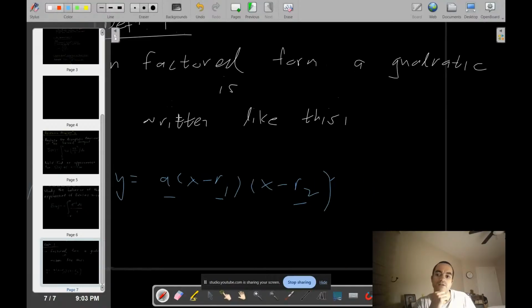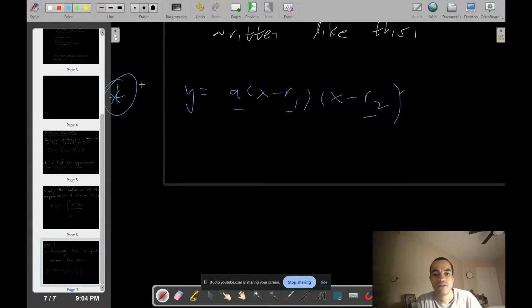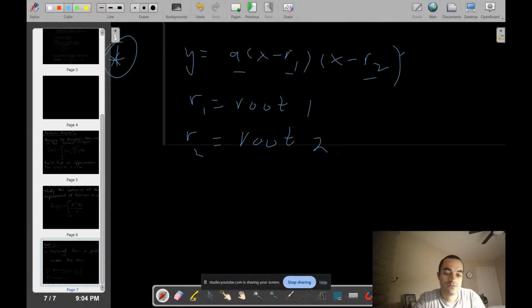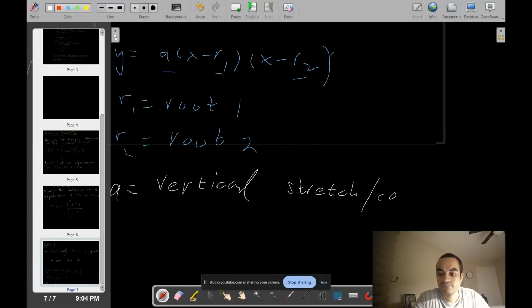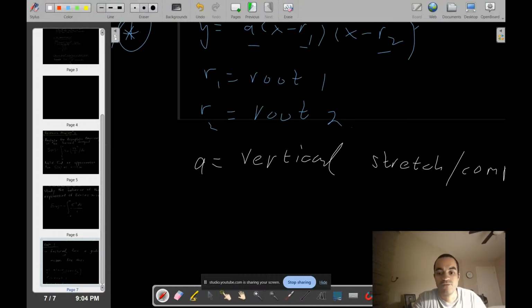All right, so live gamer, I'm going to get to you right now. So we've got factored form, right? We have a quadratic written like this. Okay, I'm pretty sure you've seen it. R1 and R2, I'm just highlighting R1. R1 equals root 1, R2 is equal to root 2. That's definition 1. Definition 2, I'm also going to mention what A is. A is the vertical stretch or compression. Okay, that's what we got there.